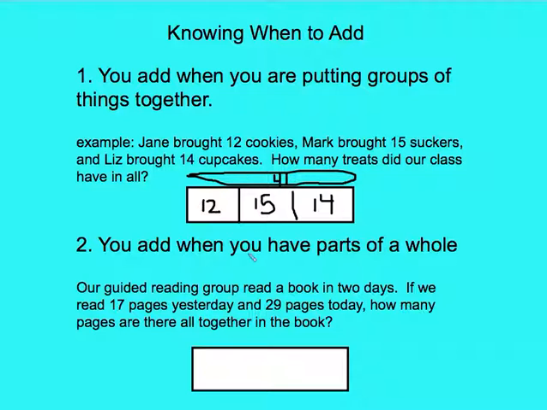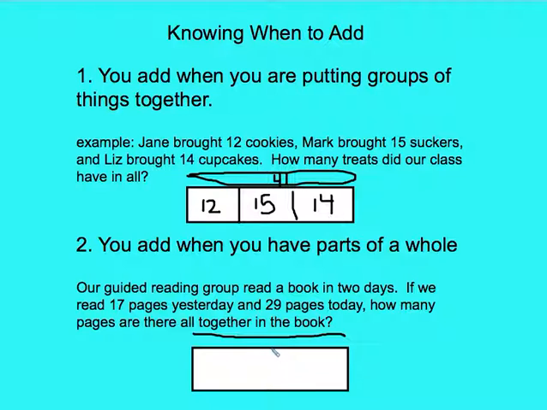Another situation when I know I need to add is when I have parts of one single whole. It's very similar to this first problem. Here's an example problem. Our guided reading groups read a book in 2 days. If we read 17 pages yesterday and 19 pages today, how many pages are there all together in the book? Well, again, here I can use a bar diagram to help me to visualize. I'm trying to figure out how many are the total. I'm trying to figure out when all the pieces are together in my whole, how many I would have.